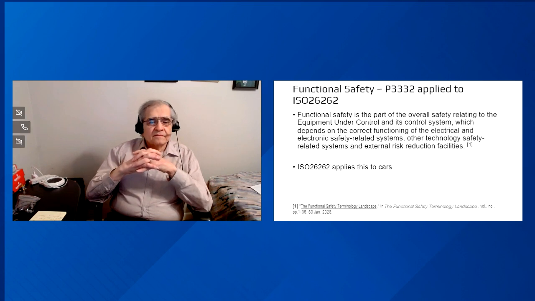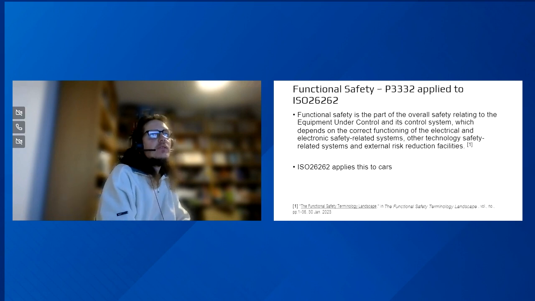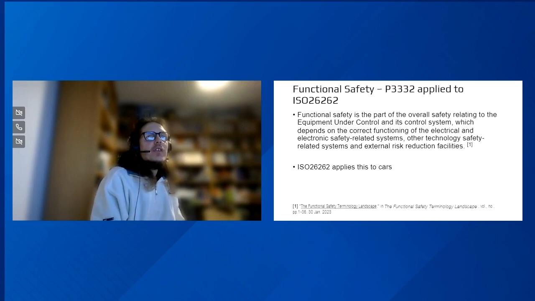So specifically, we're going to look at how P3332 can be applied to ISO 26262 and specifically the functional safety within the automotive space. Functional safety is the part of the overall safety relating to the equipment under control and its control system, which depends on the correct functioning of the electrical and electronic safety-related systems and other technology safety-related systems and external risk reduction facilities, which means you've got the equipment which we want to make sure doesn't do anything dangerous, and we need things in place to stop it doing that.